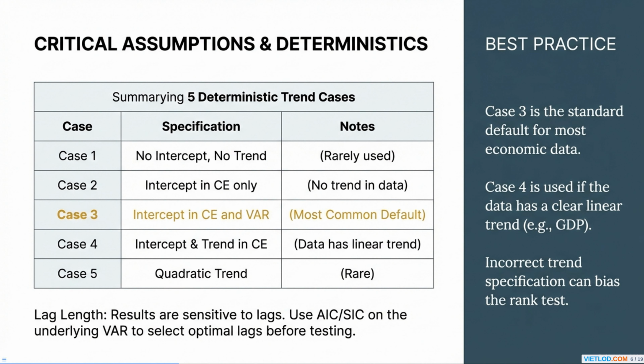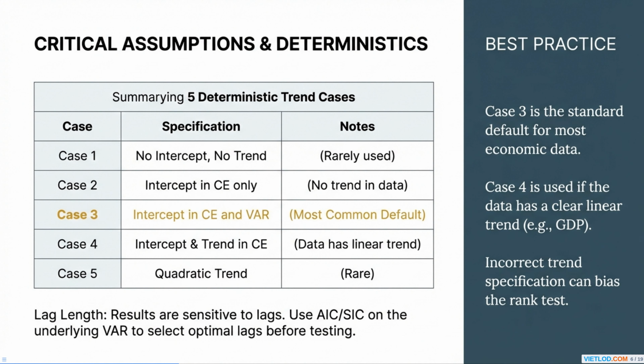This slide outlines the critical assumptions regarding deterministic components when conducting cointegration tests. We have 5 deterministic trend cases to consider. Case 1, no intercept, no trend, is rarely used. Case 2, intercept in CE only, is for data with no trend. Case 3, intercept in CE and VAR, is the most common default for most economic data. Case 4, intercept and trend in CE, is used if the data has a clear linear trend, such as GDP. Lastly, Case 5, quadratic trend, is also rare.